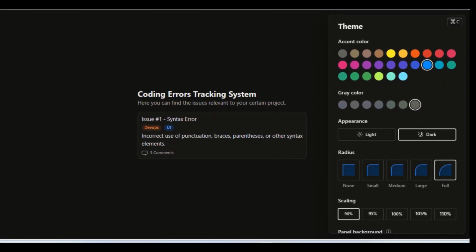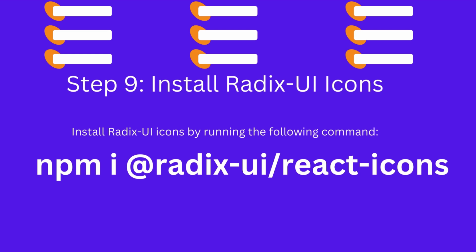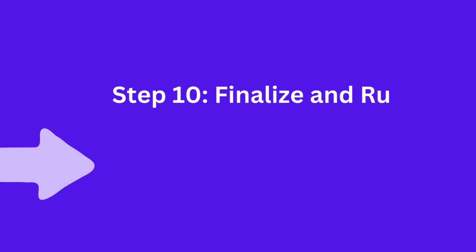Step 9. Install Radix-UI icons. Install Radix-UI icons by running the following command. Step 10. Finalize and run. Run npm run dev one last time.